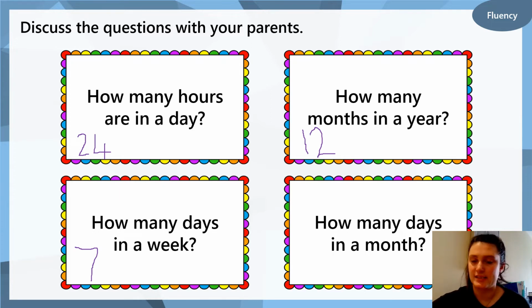Our last question is a bit trickier. How many days are in a month? Most months have either 30 days or 31 days. But there's one month that is always shorter, and that month is February. February usually has 28 days, but sometimes, like this year, it can have 29 days, and we'll talk about that later on.